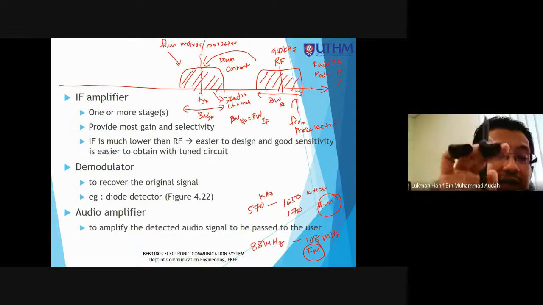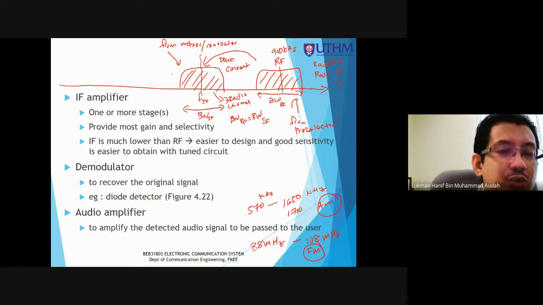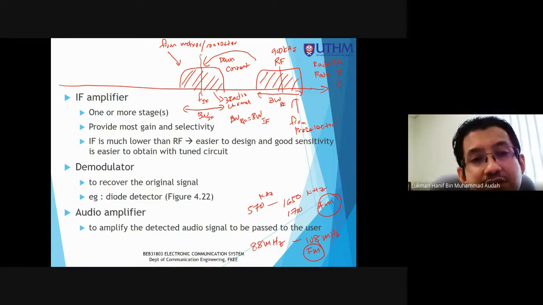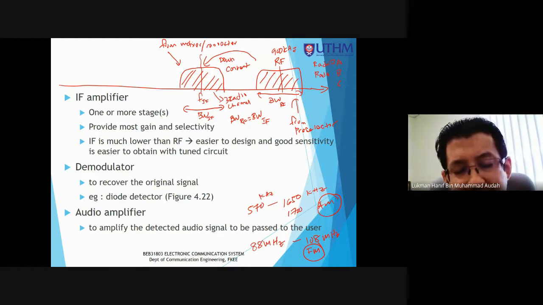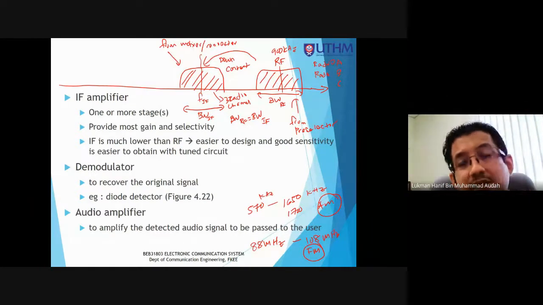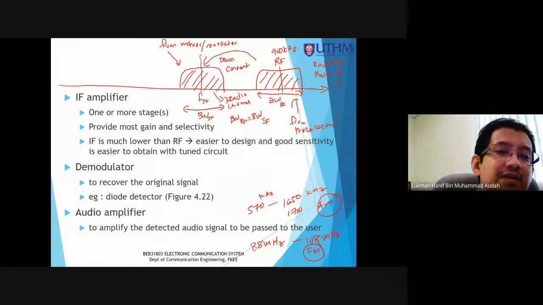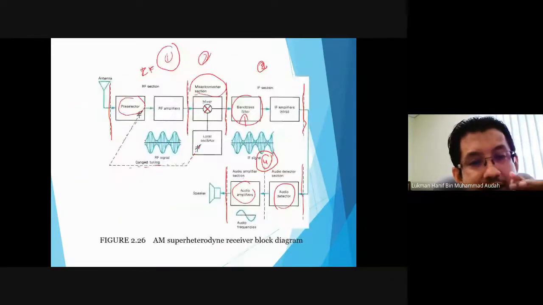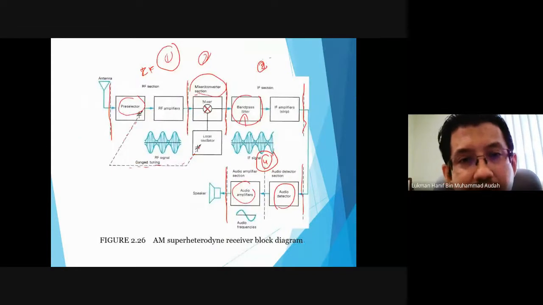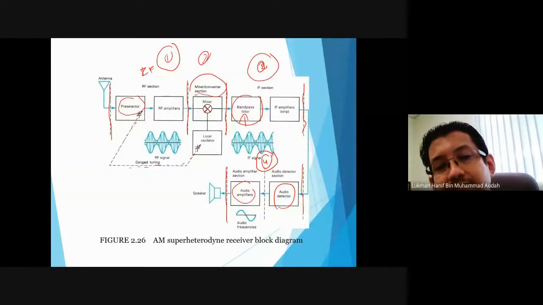Okay. So now we pass through the mixer converter. Apa yang mixer converter buat adalah, after pre-selector, we pass through the mixer converter. Mixer converter will down convert the frequency, and then we pass through the IF section. Mana IF section? Kembali pada tadi, IF section yang ini. Okay, section yang ketiga. IF section. IF section ada band pass filter, ada amplifier.